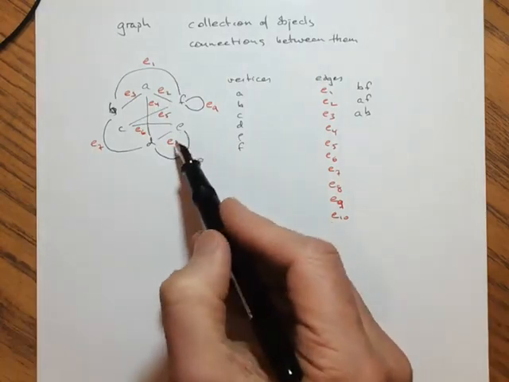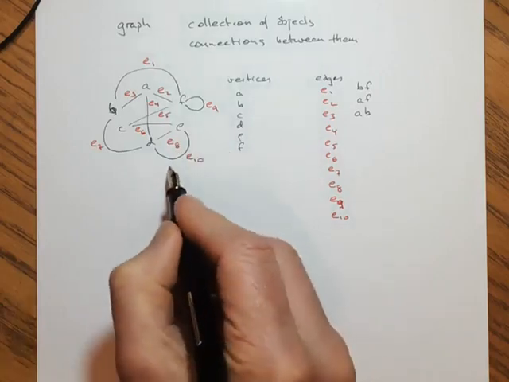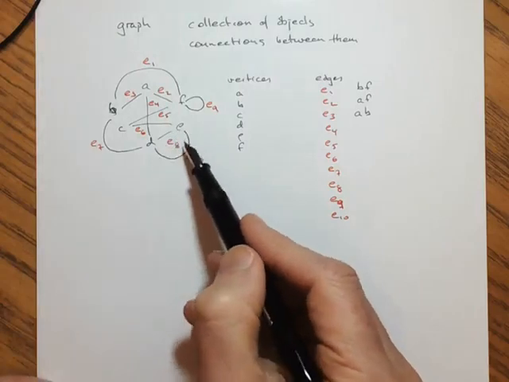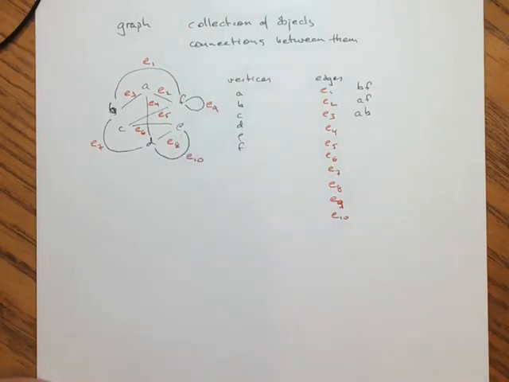These sorts of things here, where we've got E8, E9, E10, those are called multiple edges. By and large, we probably won't be terribly interested in multiple edges, and these things are called loops for fairly obvious reasons. We won't be so much interested in them this time round, but they are important.